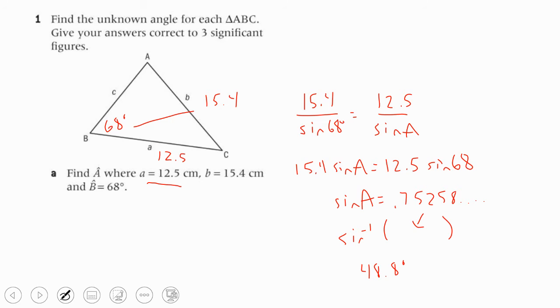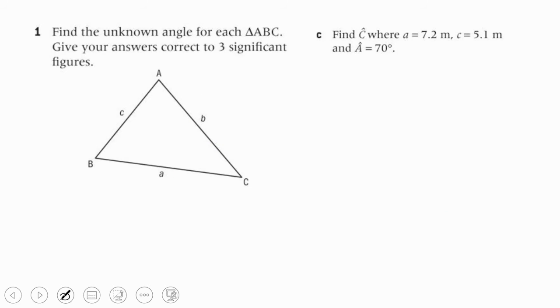Okay, so it says find the unknown angle. It says find angle A. So we got our 48.8 degrees. You could also find angle C really easily now that you have two angles to check there. Find the unknown angle. So A is 7.2, C is 5.1, and A is 70.